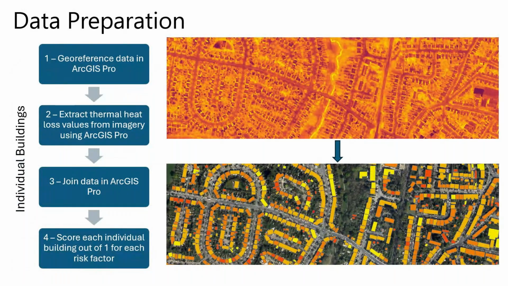And the data preparation for this analysis was undertaken in ArcGIS Pro. So the data for each individual building was georeferenced, and then I calculated a heat loss score for each individual building from the thermal imagery by using building footprint data to extract the average pixel values from the thermal image for each building. And I then joined this data together in ArcGIS Pro and calculated a score out of 1 for each building, for each factor of the risk model.